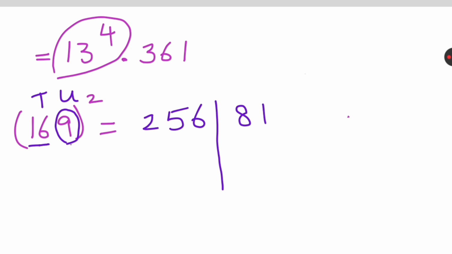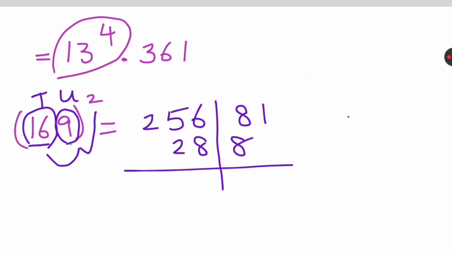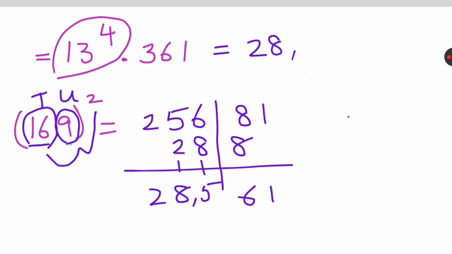Our second step is you have to multiply all the numbers. We have 16, 9 and 2. 16 times 9 gives 144, isn't it? So times 2 gives 288. So let's write here 288. After adding, you will get 28,561. So 13⁴, the value is 28,561. Still we need to do times 361.